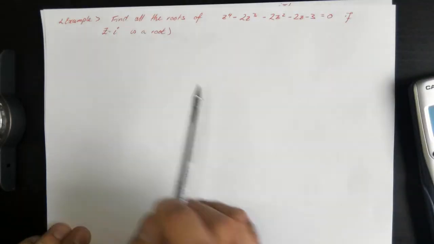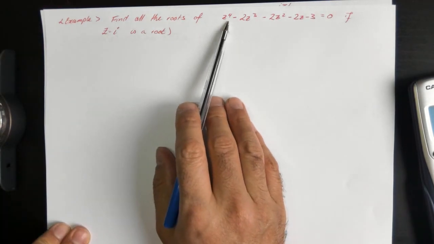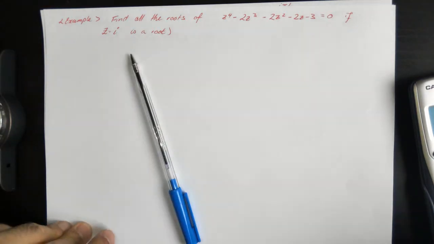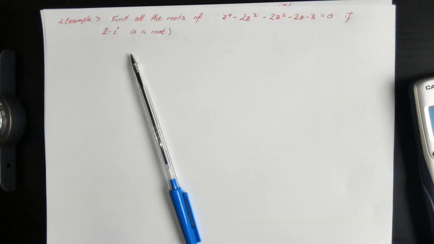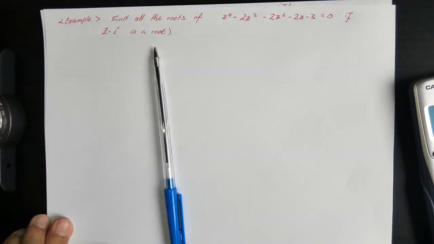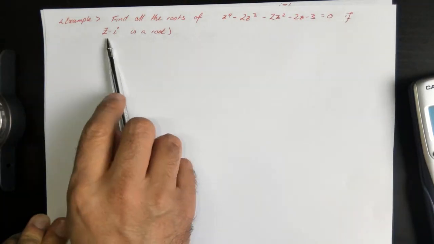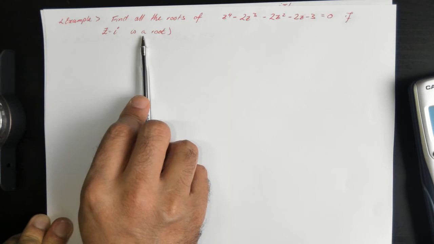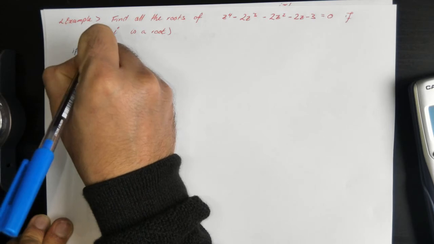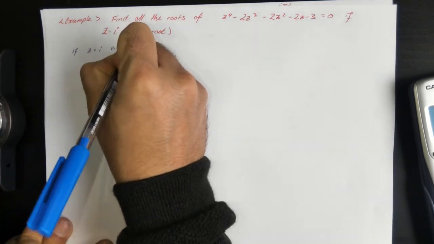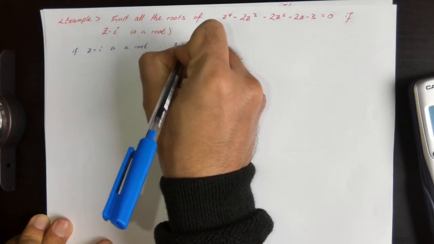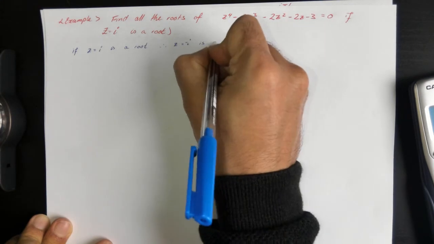All right. We want to find all the roots of z to the 4. I think there was square root signs on those two. Nope. Okay, that's the question. So there's a polynomial, and z equals i is a root. Okay. So if z equals i is a root, it's a complex root, therefore z equals negative i is also a root.